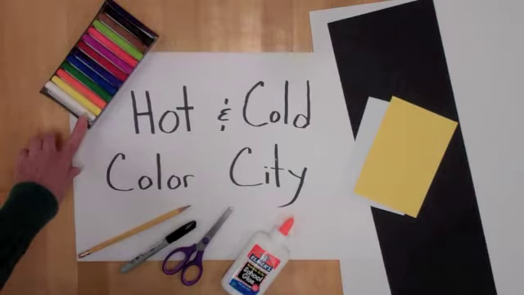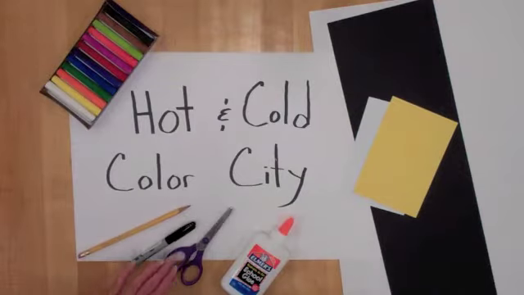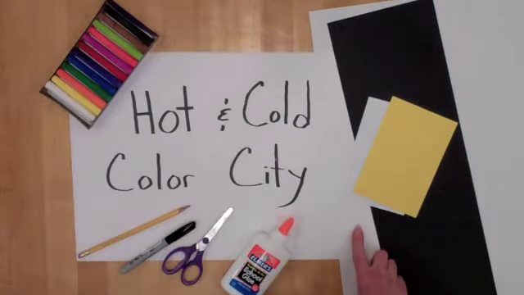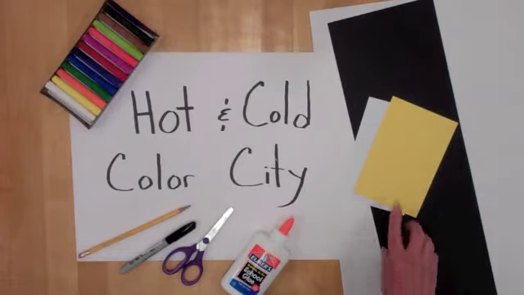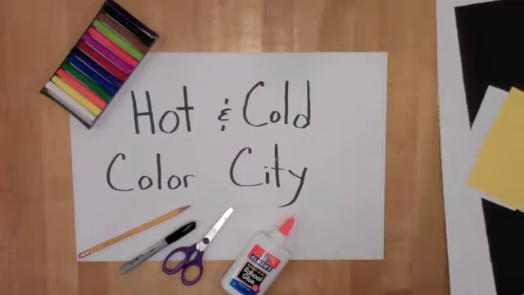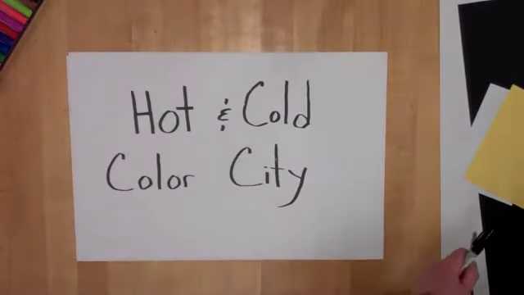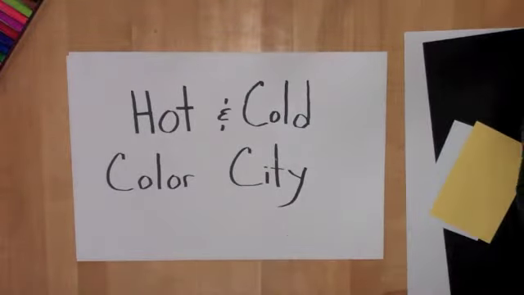These are chalk pastels, pencil, black marker, scissors, glue, a 9 by 12 piece of white paper, a 6 by 12 piece of black paper, and yellow or white paper for the windows. This lesson is adaptable for 3rd, 4th, 5th, or even 6th graders.